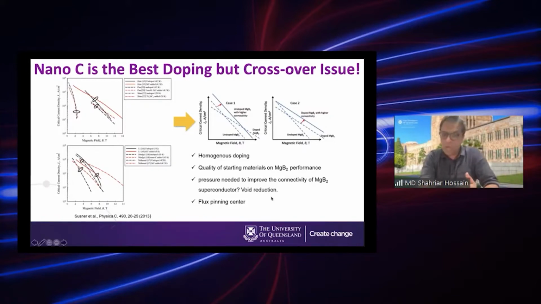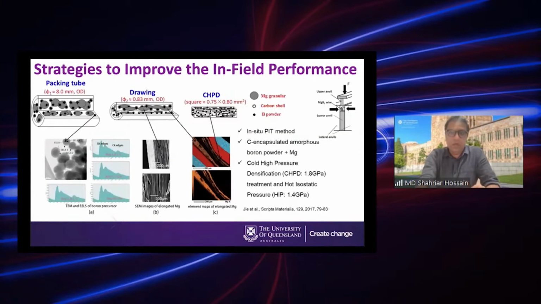We have to improve the connectivity of MgB2. These are all important points. Also the flux pinning center to improve the grain. If we can increase the small grain density, it also improves the grain boundary density, and with the pinning center we can also improve the impurity scattering.